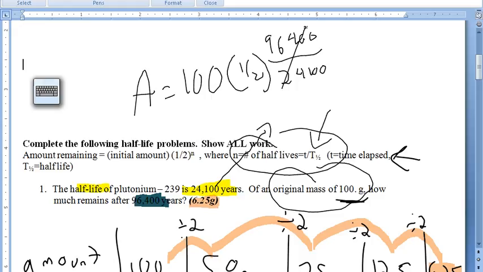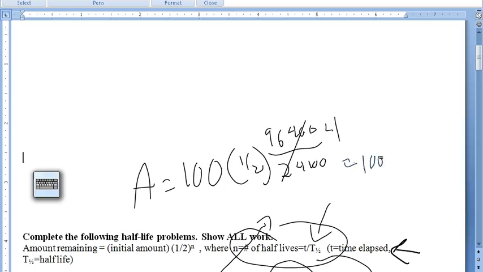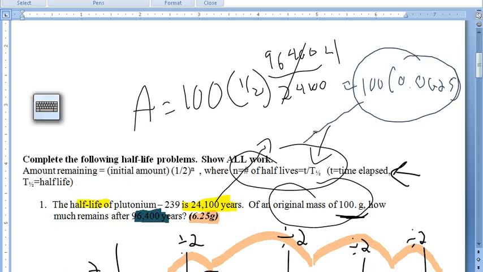4. Glad I typed that in my calculator. And so 1/2 to the 4th is 100 times 0.0625. And that gets us to the answer as well. Check. So there's no one way better than the other.